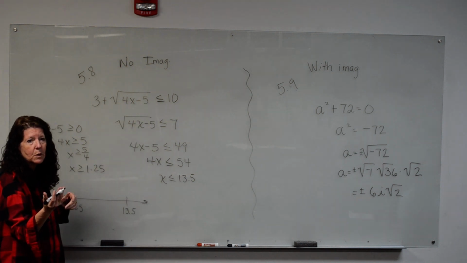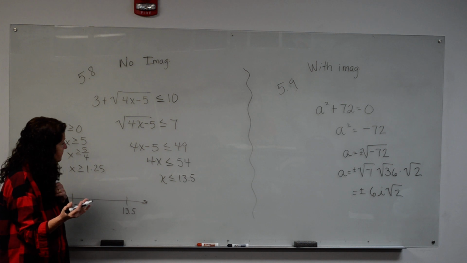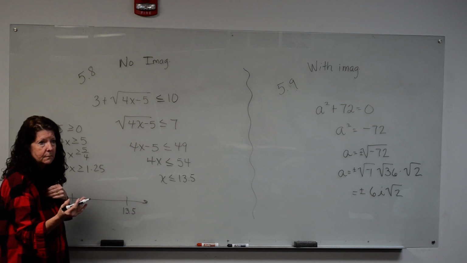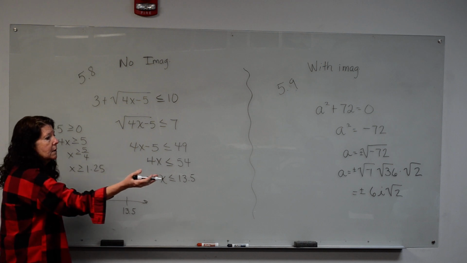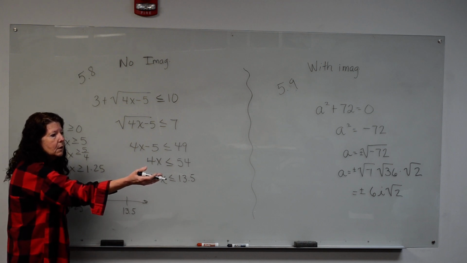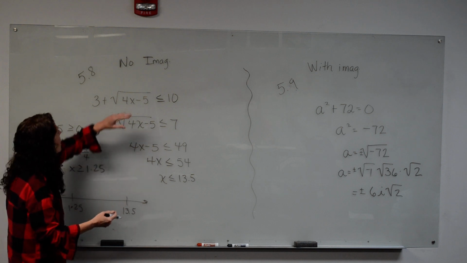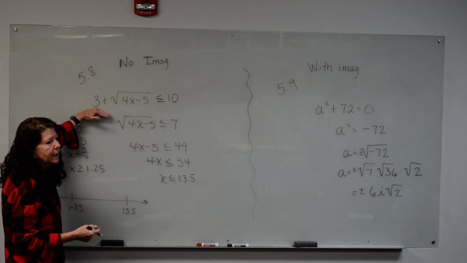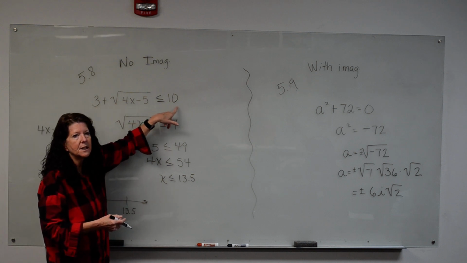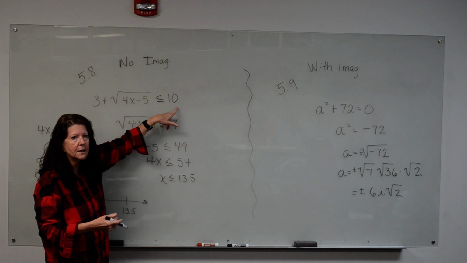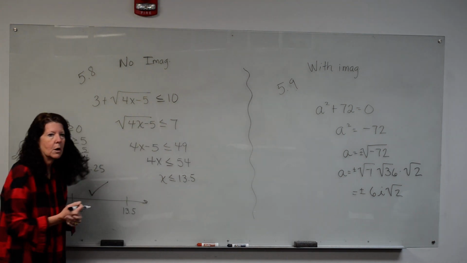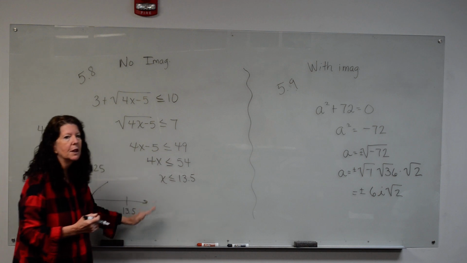Somebody take the square root of 23 on their calculator. Okay, 4.8, rounded. Okay, 4.8 plus 3 is 7.8. Is 7.8 less than 10? Okay, that works.